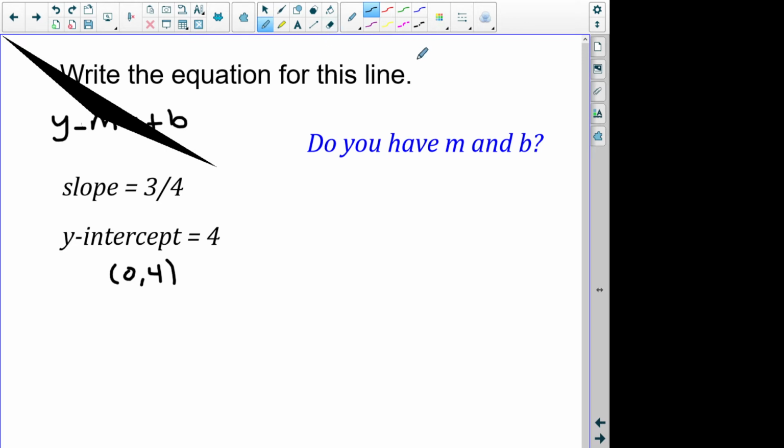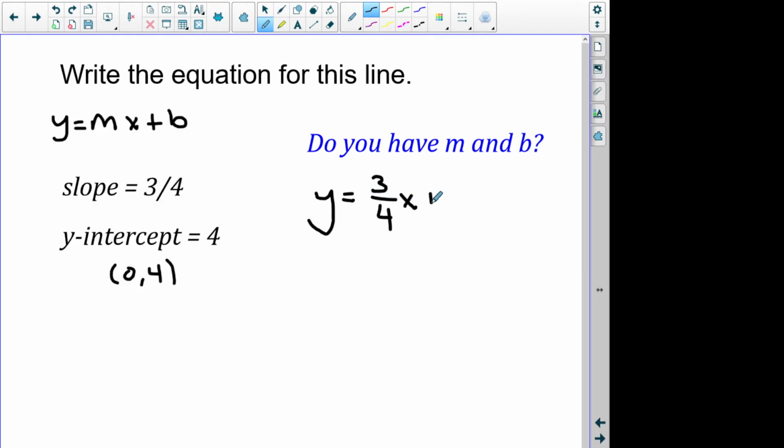So the question is, do I have m and b? Yes, they give me m as my slope and b as my y-intercept, and so I can simply write this equation out. y equals mx, so 3/4 x plus b, and my b value here is 4. And so there's my linear equation.